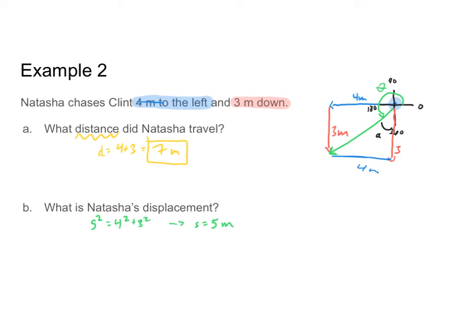So, using my trig functions, what I will say is that the tangent of A is equal to my opposite side 4 over my adjacent side, which is 3 meters, giving me A is equal to the arctangent of 4/3, or that A is equal to 53 degrees. However, I'm not quite done. I found A, but I haven't found theta.